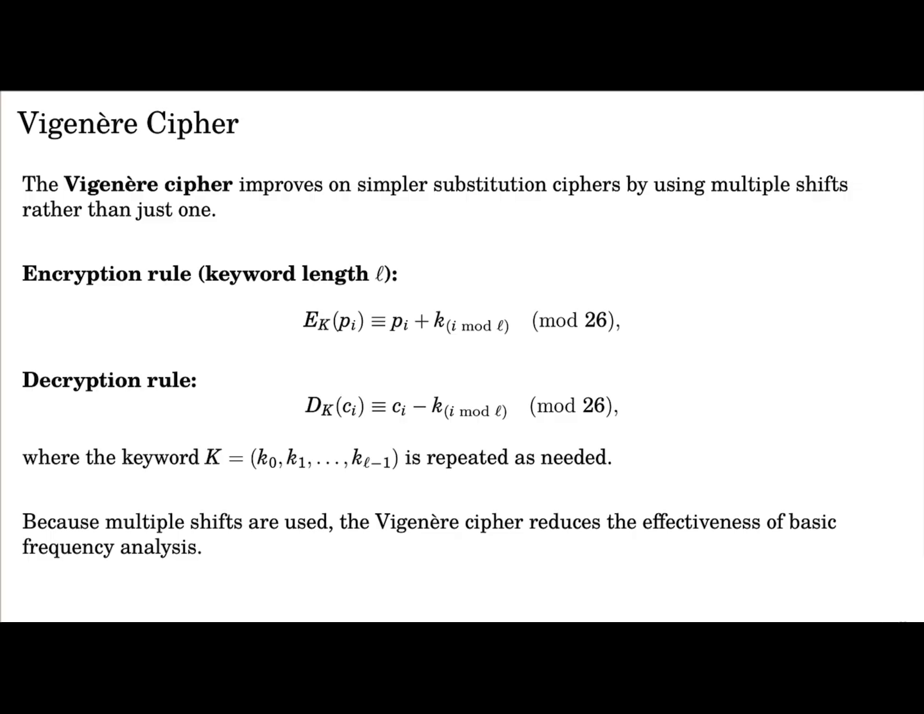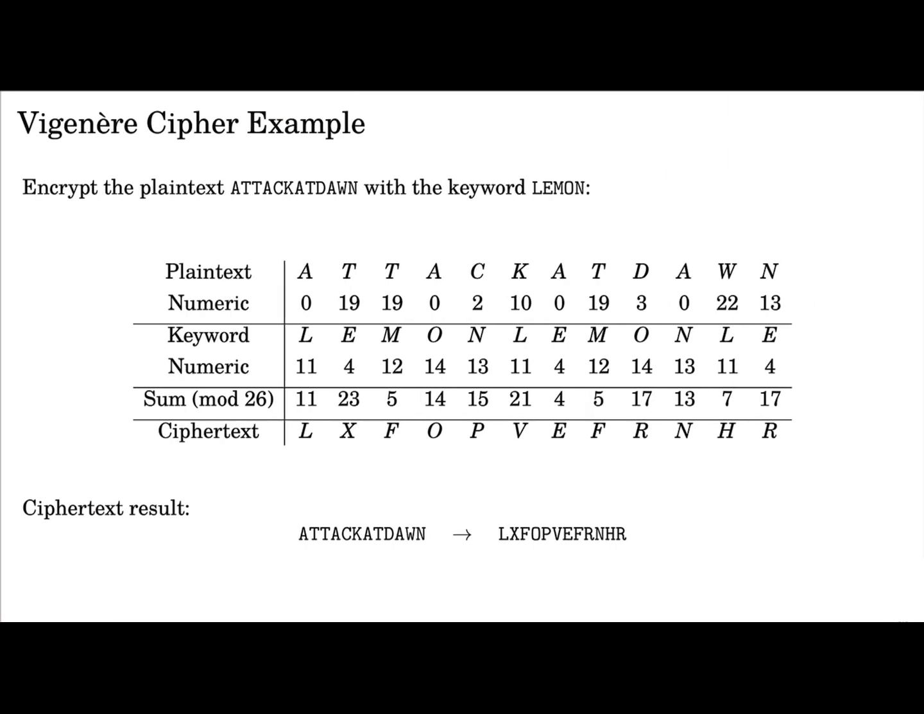So we choose a keyword, convert its letters into numbers, and then repeat those numbers as needed. If your keyword has length L, we just repeat this as needed. I think the easiest way is to actually just show an example here.